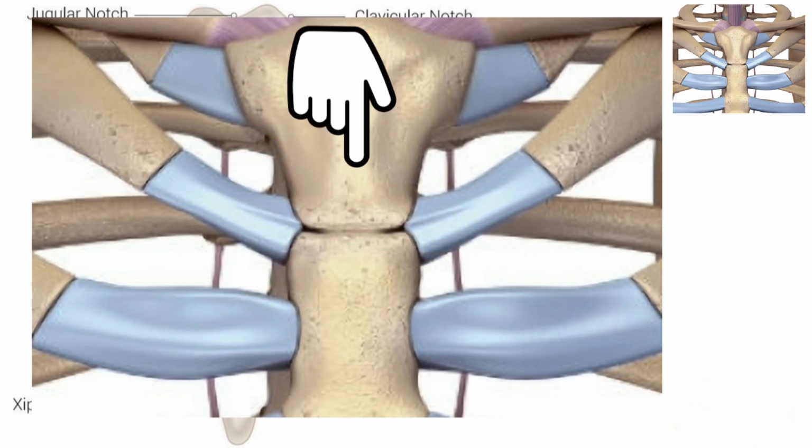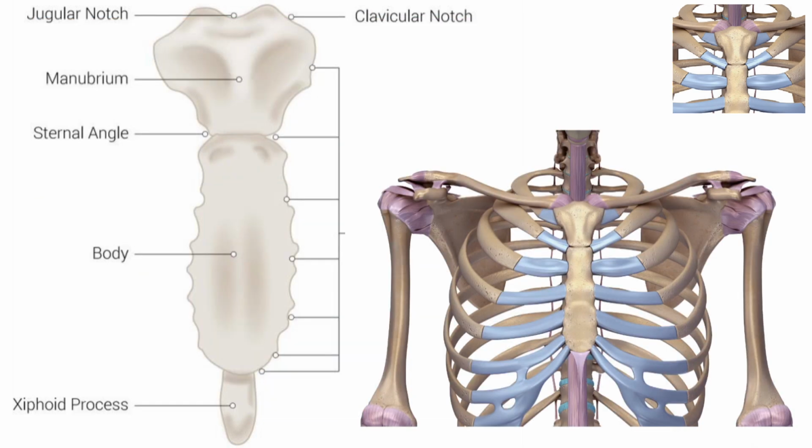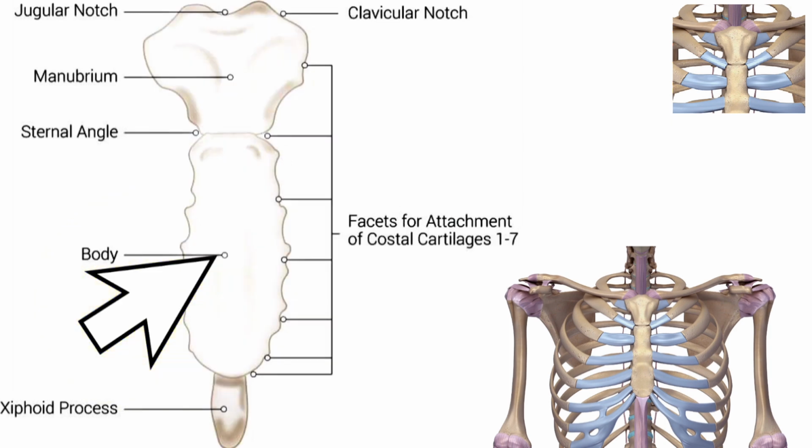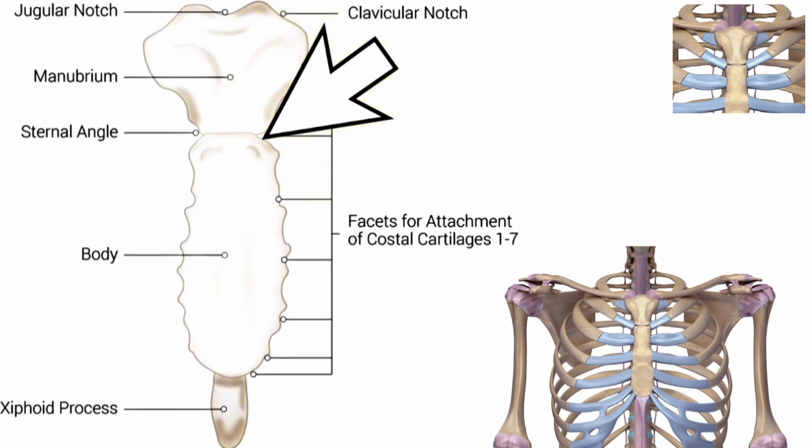The sternum has an upper part and a middle long part. The upper part we call manubrium and the middle long part we call body of sternum. Where these two meet, a small bump is formed. That bump is called the angle of Lewis or sternal angle.